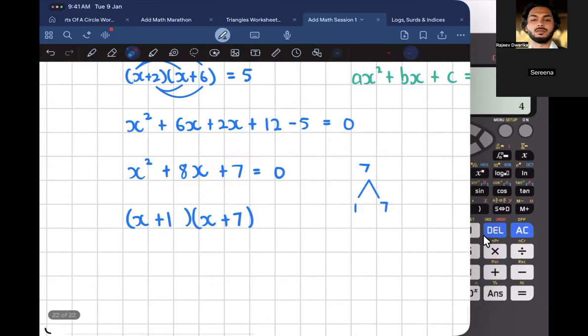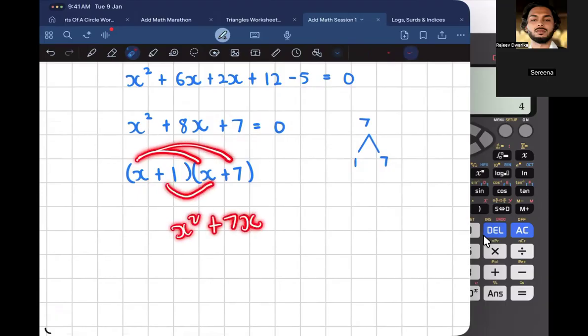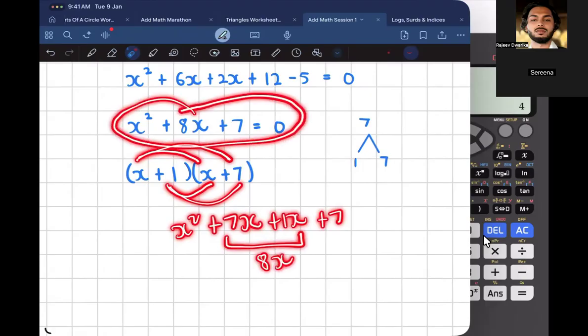If you had trust issues and you wanted to check if it was correct, you could just simply expand. If I were to expand this, I would get x by x is x squared, x by plus 7 is plus 7x, plus 1 by x is plus 1x, 1 by 7 is plus 7. 7x plus 1x is 8x. Do I get back what I originally had? Yes. Right? So we're fine.